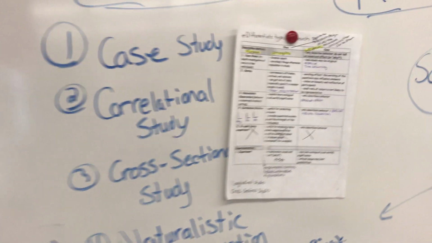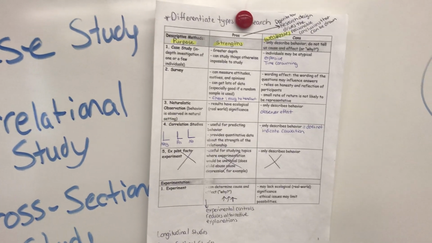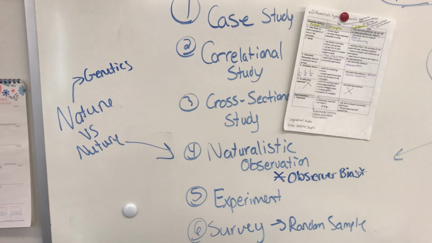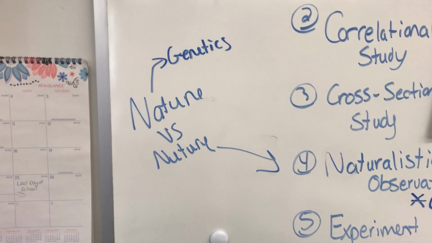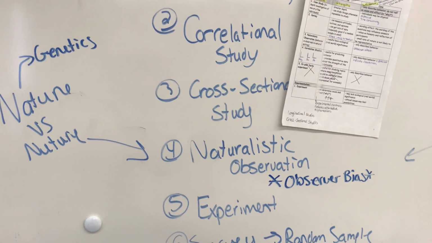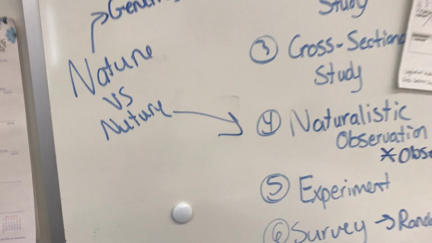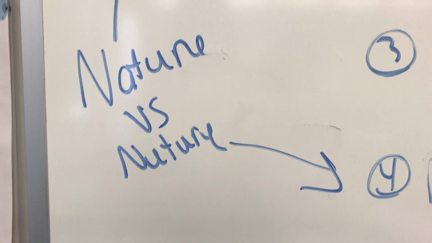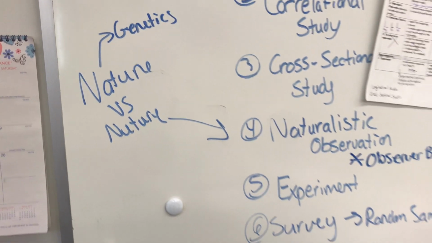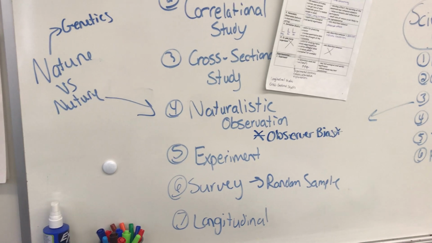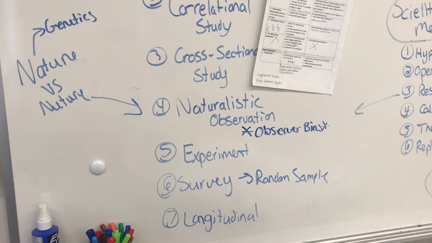So this chart gives you a little bit about strengths and weaknesses of naturalistic observation. Naturalistic observation goes along with the idea of nature versus nurture. We're exploring someone in their own environment, which emphasizes the nurture side of the debate, meaning that our environment is what dictates our behaviors, not our genetics. Nature would be genetics, okay?